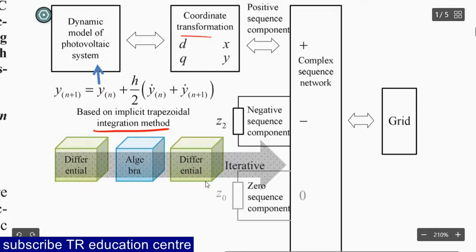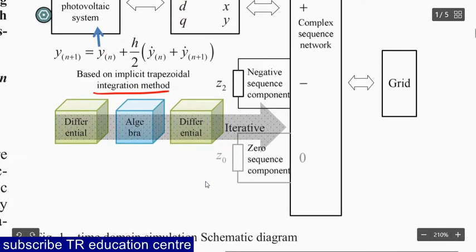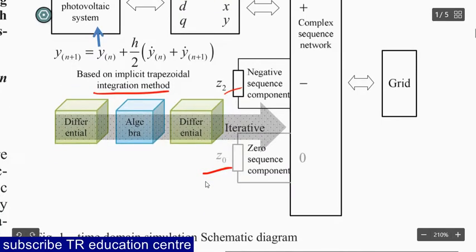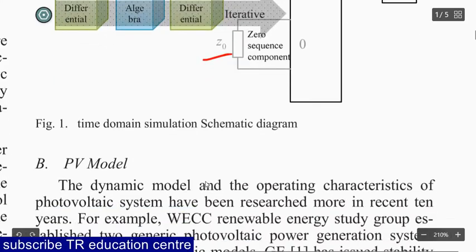So based on the implicit trapezoidal integration method, we can build the dynamic model of the photovoltaic system, with coordinate transformation and the positive sequence component network, the negative sequence component network, and Z naught, the zero sequence network. With differential algebraic integration, we can apply the zero sequence, negative sequence, and positive sequence components. This is connected to the grid.